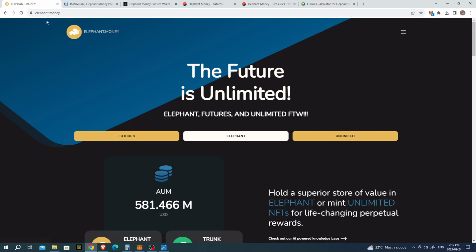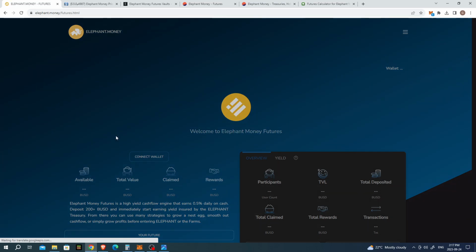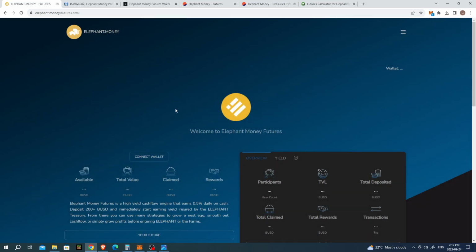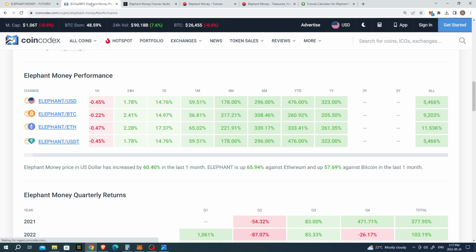If you get into the website here, elephant.money is the website. The particulars for the token, the Telegram will be linked in this video. Please look at that and connect to those if you want to get into that portion. So clicking onto the futures, you get in here. You connect your wallet and you have your particulars here, and you can get into this one.